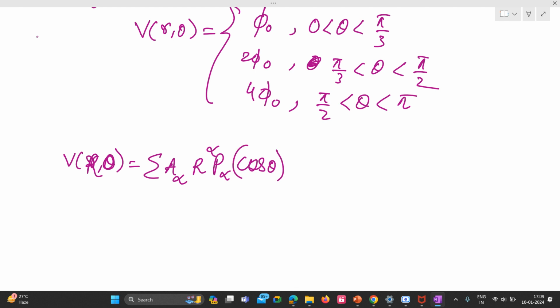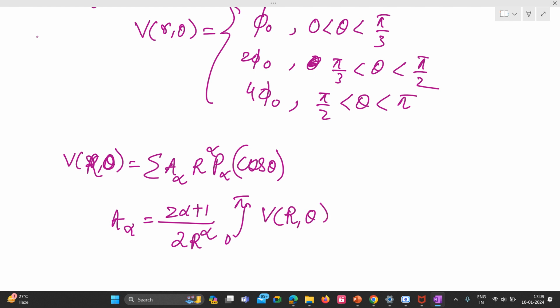Okay, so alpha is how much? 2 alpha plus 1 to r to the power alpha, 0 to pi. If you are unable to understand this question, then you can skip this because it's a very lengthy question. You should not be wasting time on lengthy questions in the exam hall, and also this will mess up your mind. So it's better to leave this.